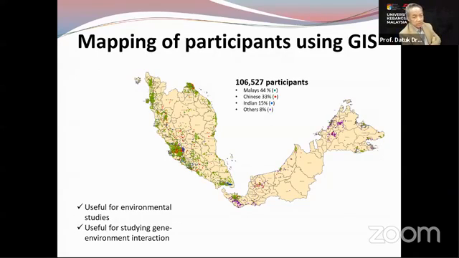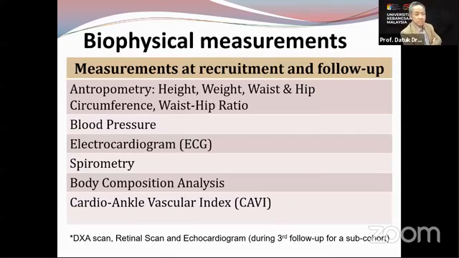For example, the role of air pollution in relation to lung diseases, and useful for studying gene-environment interaction as well. We can also actually layer the location of fast food restaurants on this map, and also the sort of people who have diabetes, obesity, or cancers, and see whether there are clusters or patterns in terms of the distribution of these diseases.